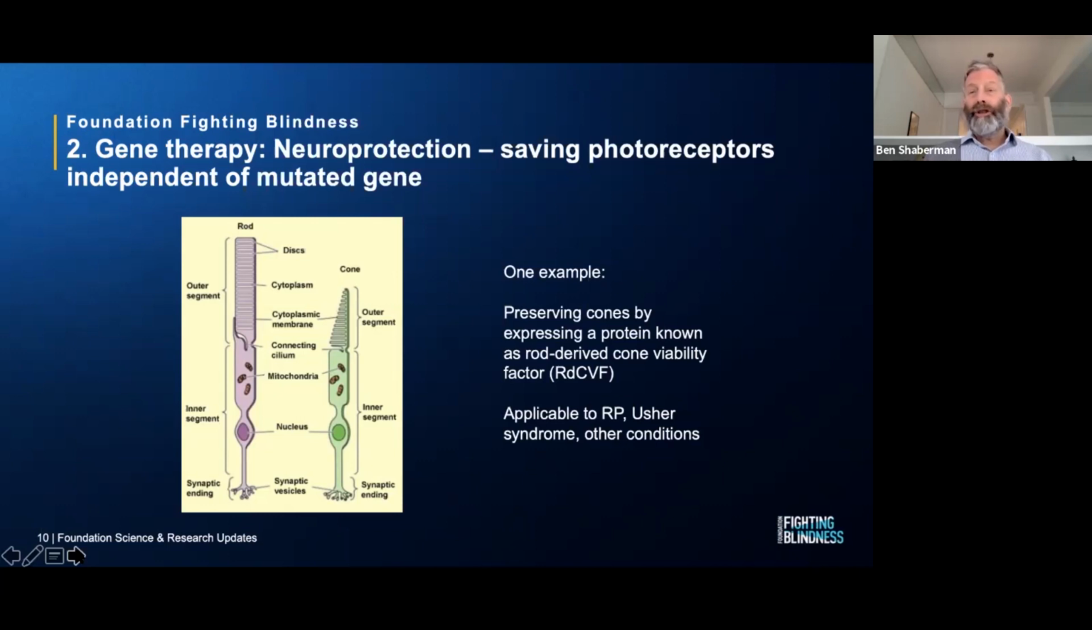And as many of us know, cones are really the most important photoreceptor because they give us the ability to read and recognize faces. They enable us to see in lighted settings. They give us central vision and color perception. So they're the retinal cells that are most important to our activities of daily living.